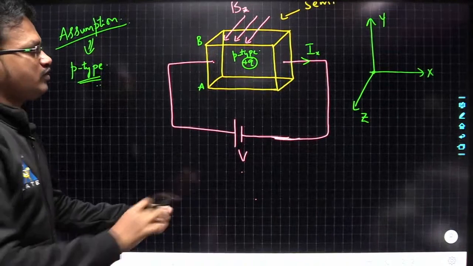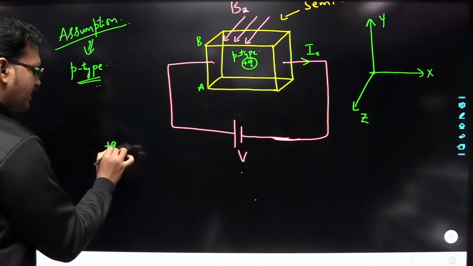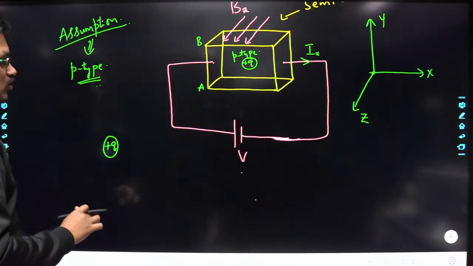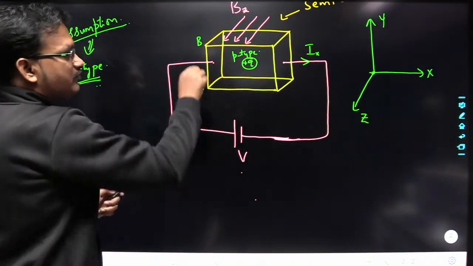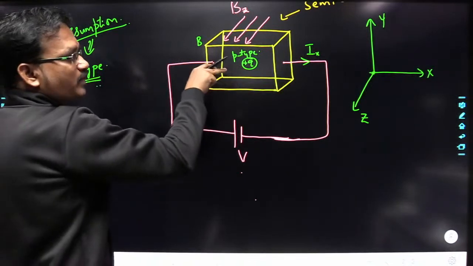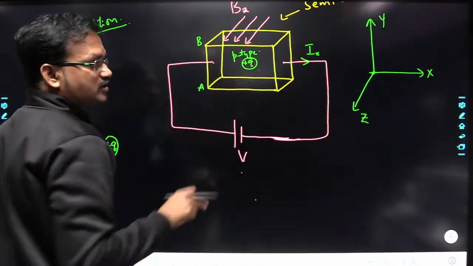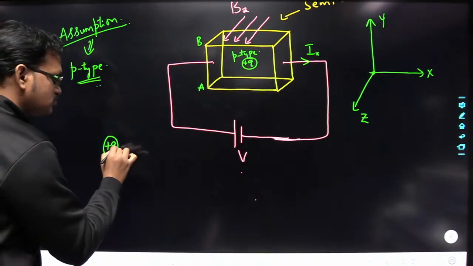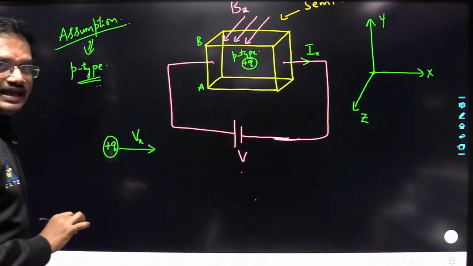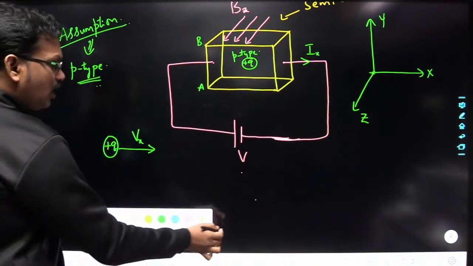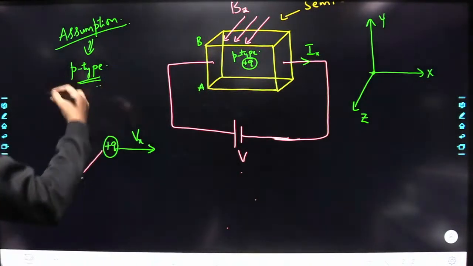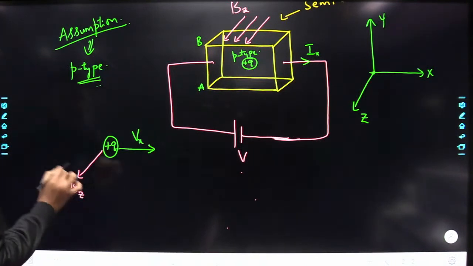Now this positive charge carrier plus q is moving from left to right, yes or no? So plus q is going to move along the direction of current. All the positive charge carriers are moving in the x direction. Now what is the direction of the B field? The B field is pointing in the z direction.